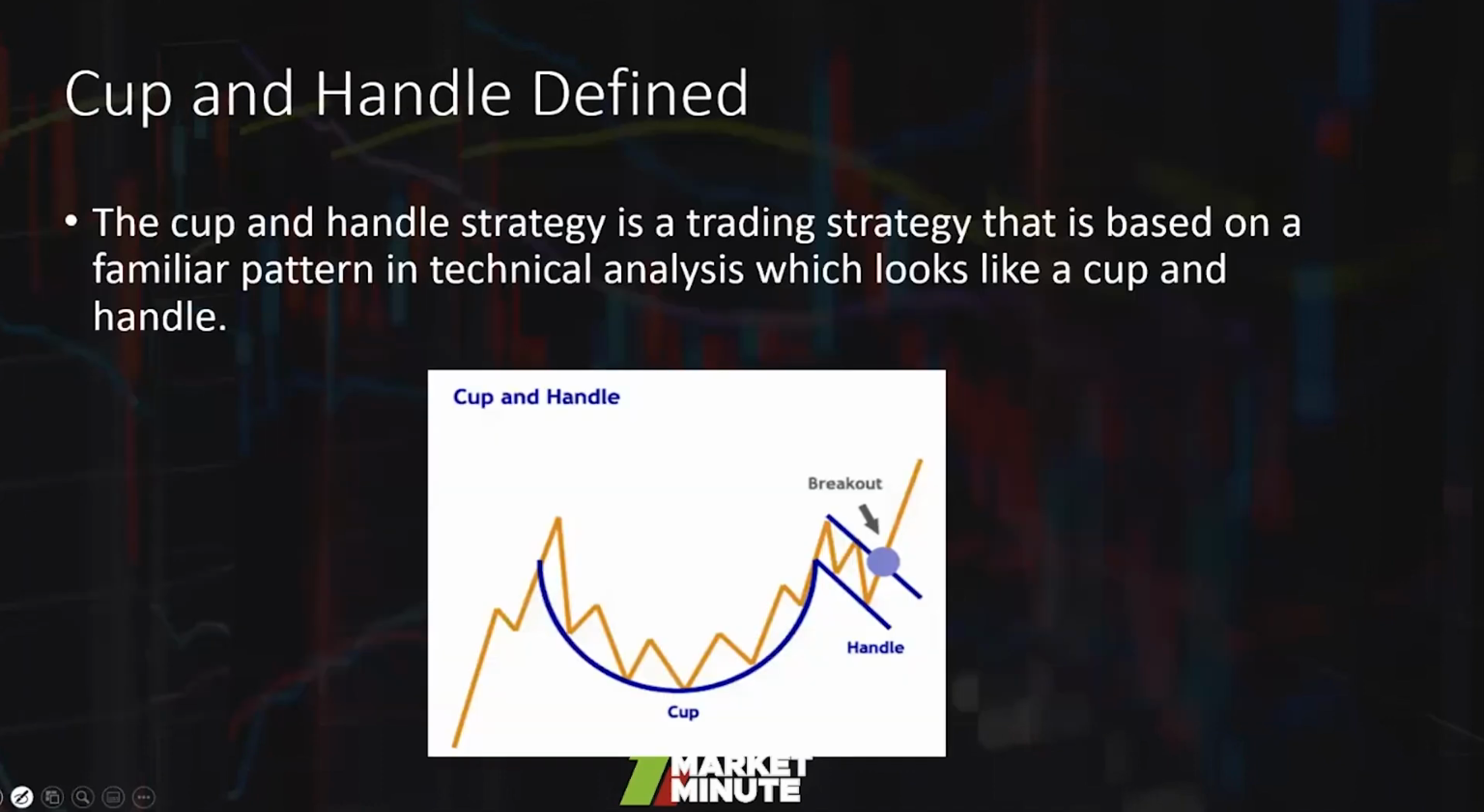This is another one that you hear people say over and over and over again, a cup and handle. So I'm going to read to you the definition of this. A cup and handle strategy is a trading strategy that is based on a familiar pattern in TA, which looks like a cup followed by a handle. So if you just picture yourself holding a little teacup, as you see here, the price action is such where it forms a round base forming the cup. And then it almost looks like a flag here, but here's your little handle right here.